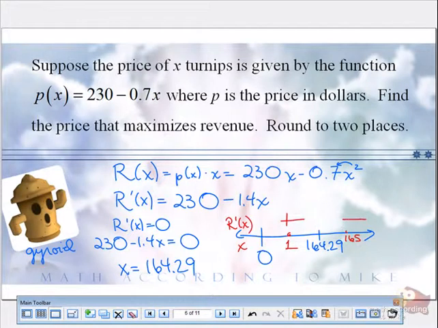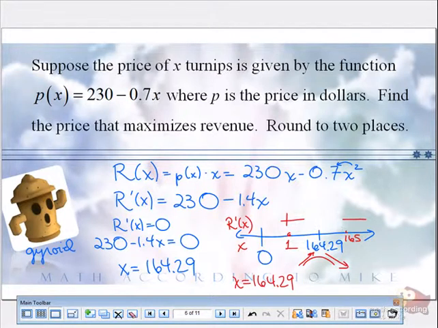So around 164.29, it went from increase to decrease. 164.29 is in the domain. So at 164.29, we have a relative max. But notice it's saying, find the price that maximizes revenue. It's not saying, how many turnips should you sell to maximize revenue? Nor is it saying, what is the maximum revenue? They want to know the corresponding price.